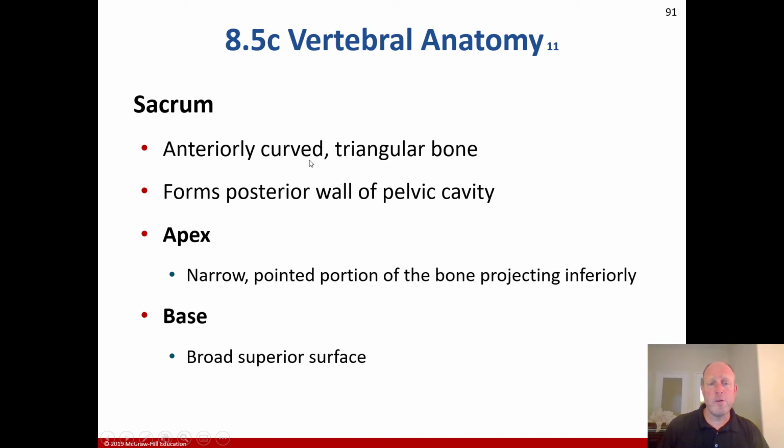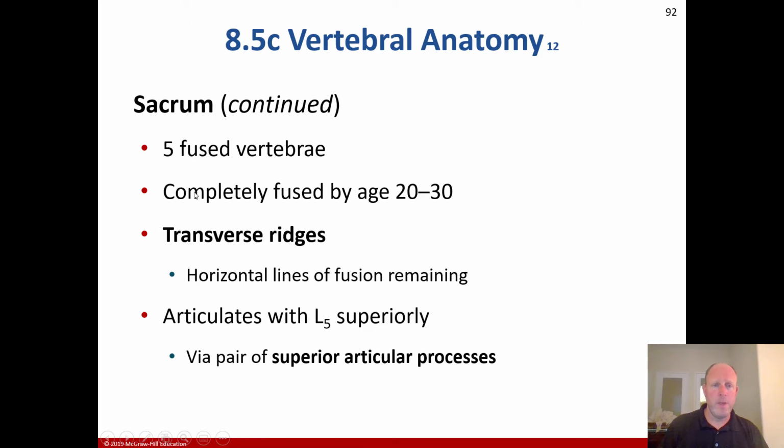The sacrum is an anteriorly curved triangular bone. It forms the posterior wall of the pelvic cavity. The apex is a narrow pointed portion of the bone projecting inferiorly, and the base is a broad superior surface. There are 5 fused vertebrae there. They're completely fused by the age of 20 to 30, somewhere in there. The transverse ridges are horizontal lines of fusion remaining.